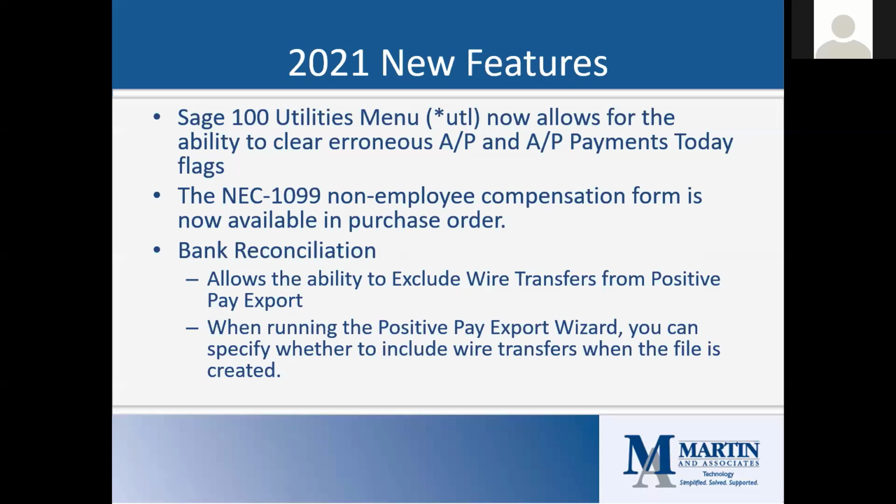The new NEC 1099 non-employee compensation form is now available in the purchase order. In bank reconciliation, it allows the ability to exclude wire transfers from the Positive Pay export when you run that. So when you run the Positive Pay export wizard, you can specify whether to include those wire transfers when the file is created or not.